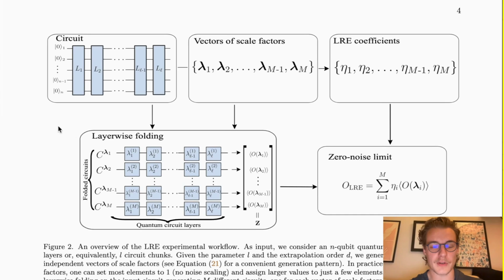The entire protocol for layerwise Richardson extrapolation can be seen in this diagram. The circuit of interest is scaled according to a vector of scale factors, and the circuits are then run and the results are collected. The results can then be combined into a new estimator for the expectation value of that observable, here denoted O_LRE.